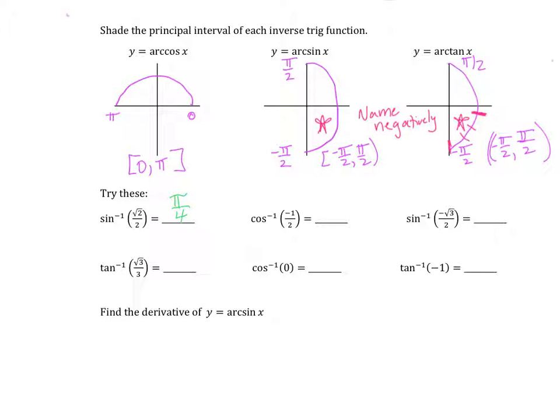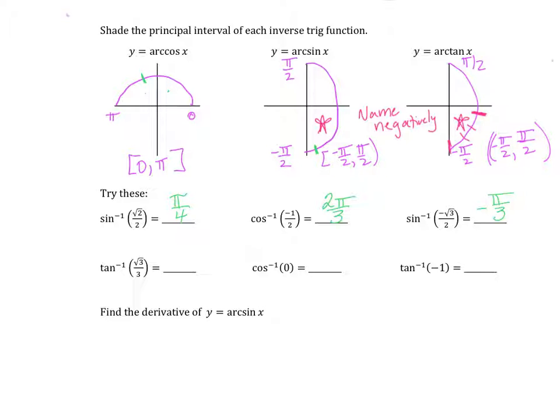Arc cosine of negative 1/2. Remember, I'm going to be looking in quadrants 1 and 2. If cosine is negative, that's going to be in quadrant 2. So negative 1/2 would be about there. So that's 2 pi over 3. Arc sine of negative square root 3 over 2. That means long in the y. That's this guy down here. But how do I name him? Be careful. Don't say 5 pi over 3. Say negative pi over 3.